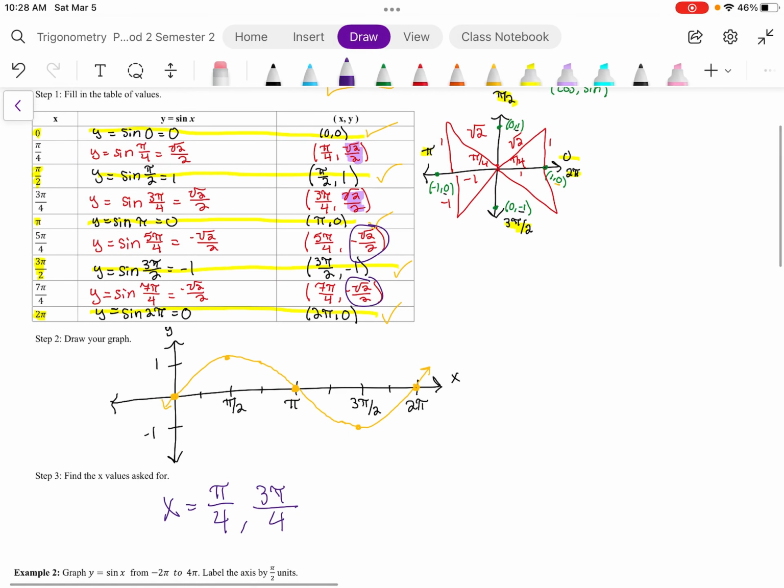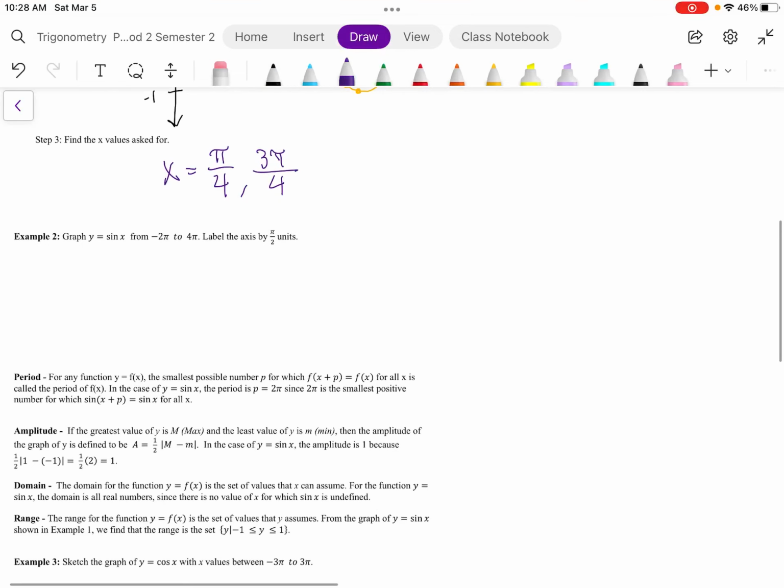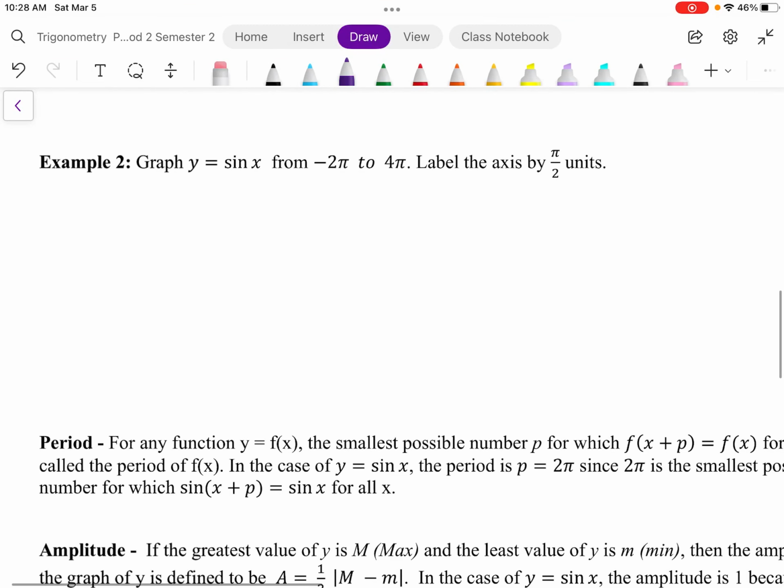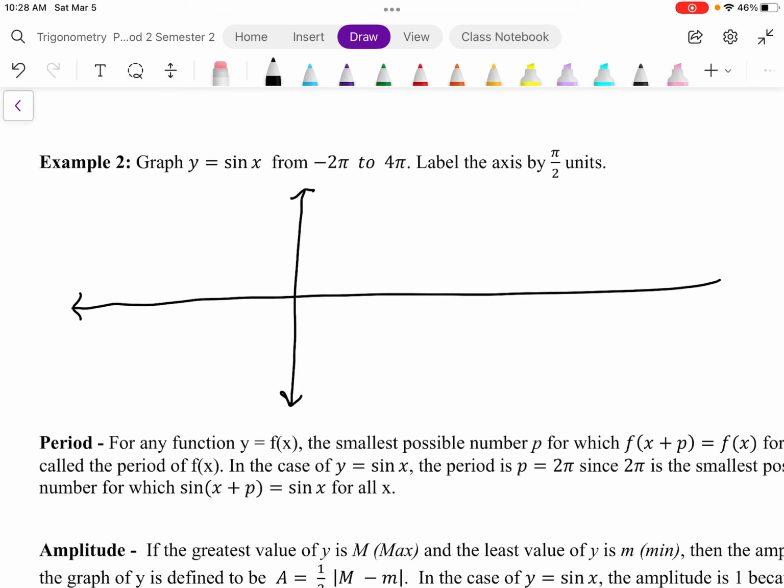So that's everything we need for example 1. Now we're going to move on to example 2. And we're going to graph y equals sine of x from -2 pi to 4 pi. And when we do this, the first thing I would like you to do is to draw your axes, and then we're going to label them.